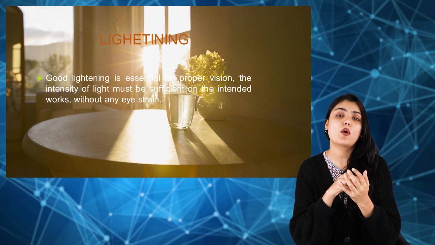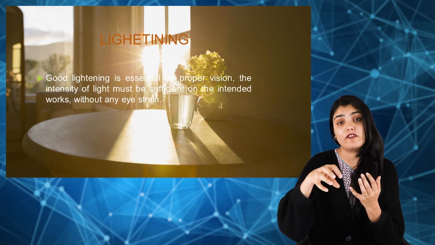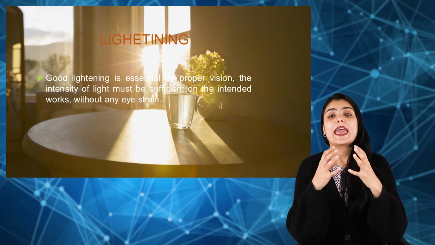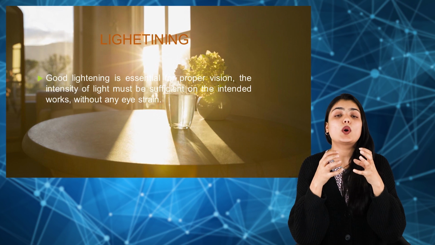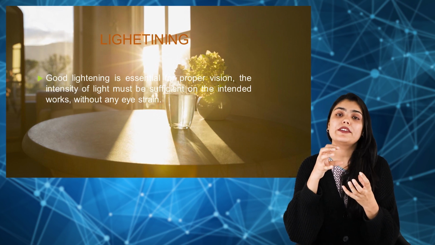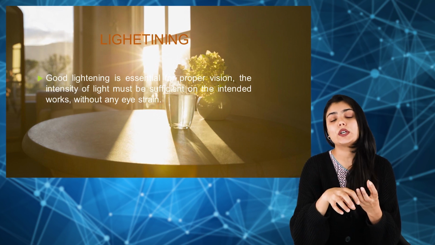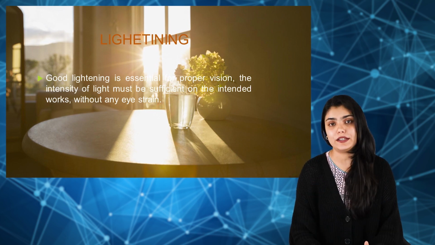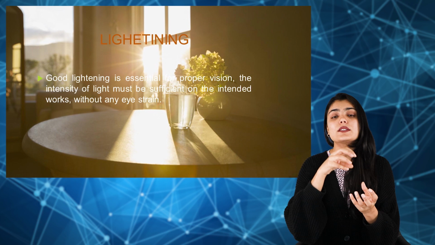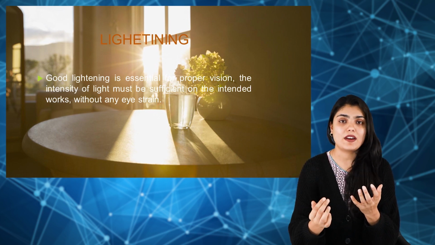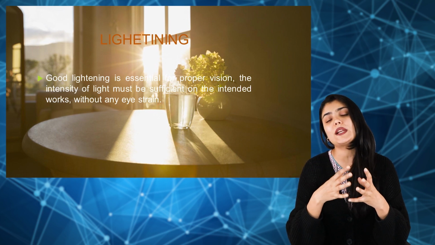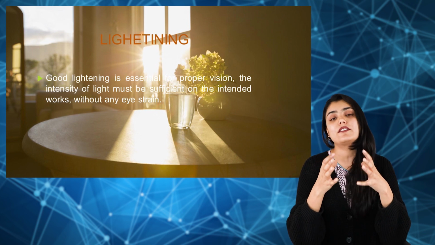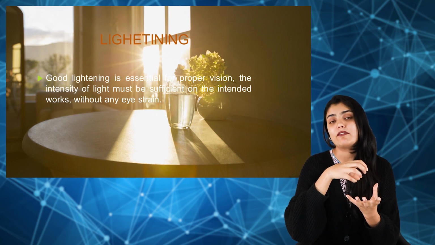It is really important for us to have our vision, to see something. And the intensity of the light must also be sufficient on the intended work for us to visualize the work or to see something clearly. So good lighting is one of the major components in our environment. We need light in order to visualize something. For us to have a clear vision of something, we need to have good light.